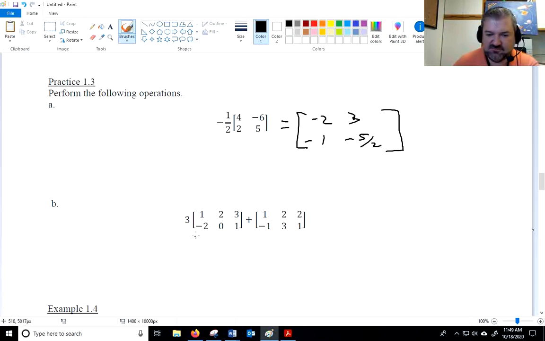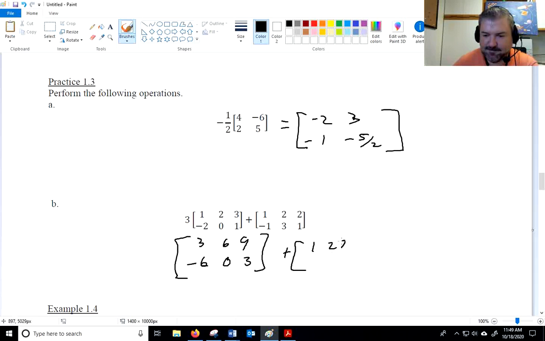On the next one, you should multiply by the scalar first. And the scalar is only multiplied to that first matrix. All right, then we'll add them together, and I get 4, 8, 11, negative 7, 3, 4. Okie dokie.